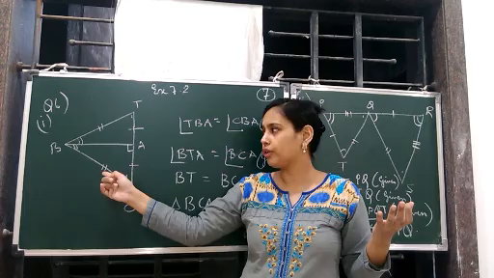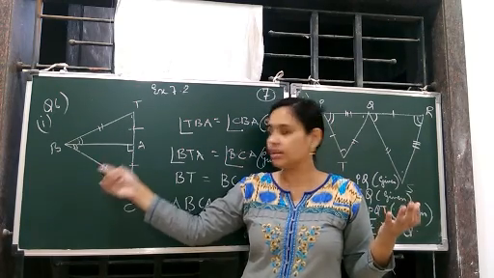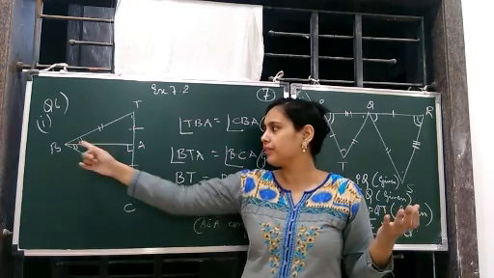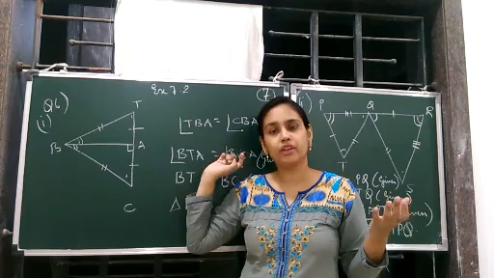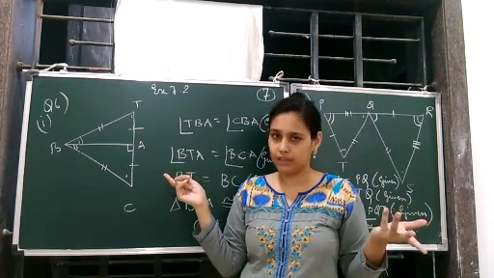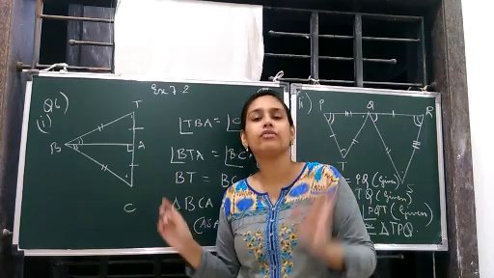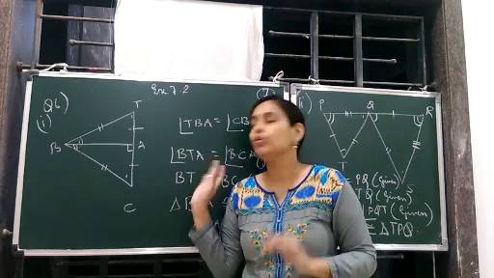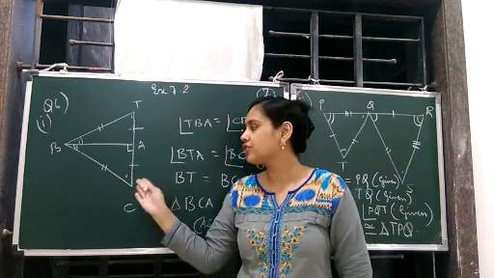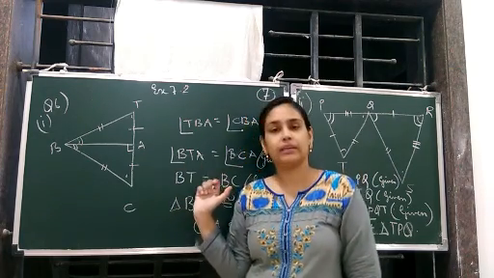The hypotenuse opposite to it is equal. Correct? This is a 90-degree angle. Then the perpendicular is common, so it will be equal. So you can use any of the criteria to prove which triangle is congruent to triangle BCA.